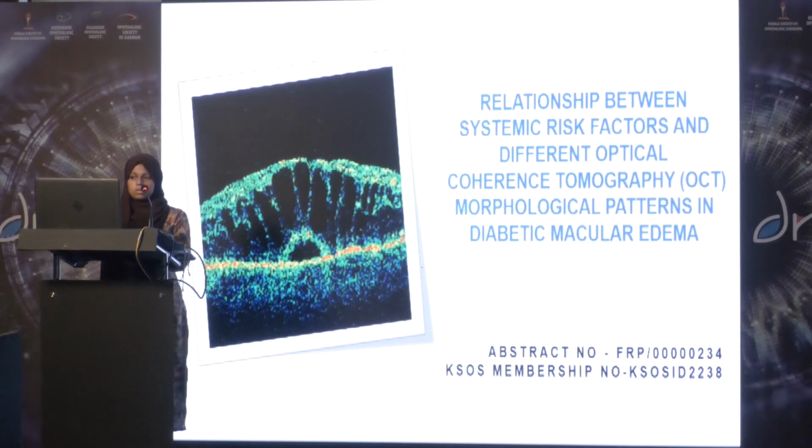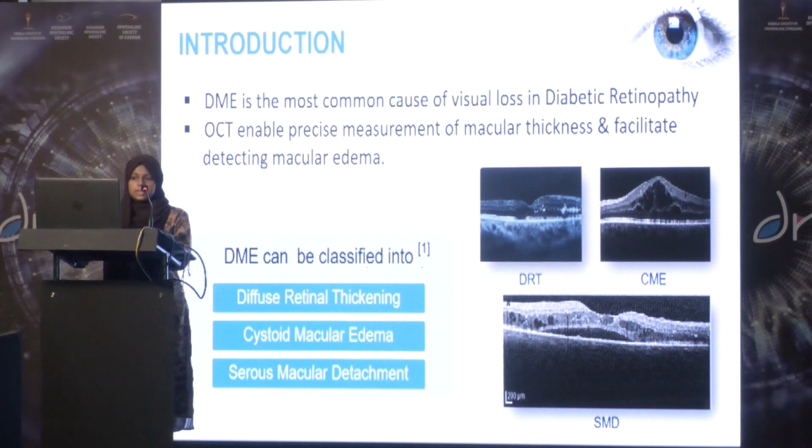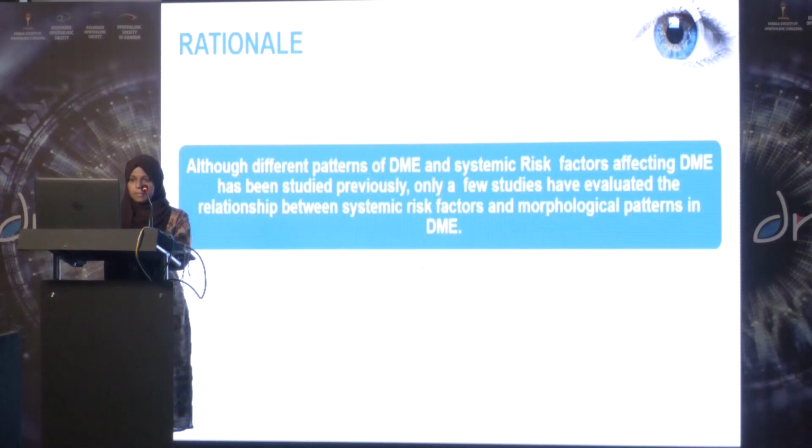Good afternoon. The topic of my study is the relationship between systemic risk factors and different OCT morphological patterns in diabetic macular edema. DME is the most common cause of visual loss in patients with diabetic retinopathy, and OCT enables precise measurement of macular thickness and facilitates detecting macular edema. Based on OCT morphology, DME can be classified into diffuse retinal thickening, cystoid macular edema, and serous macular detachment.